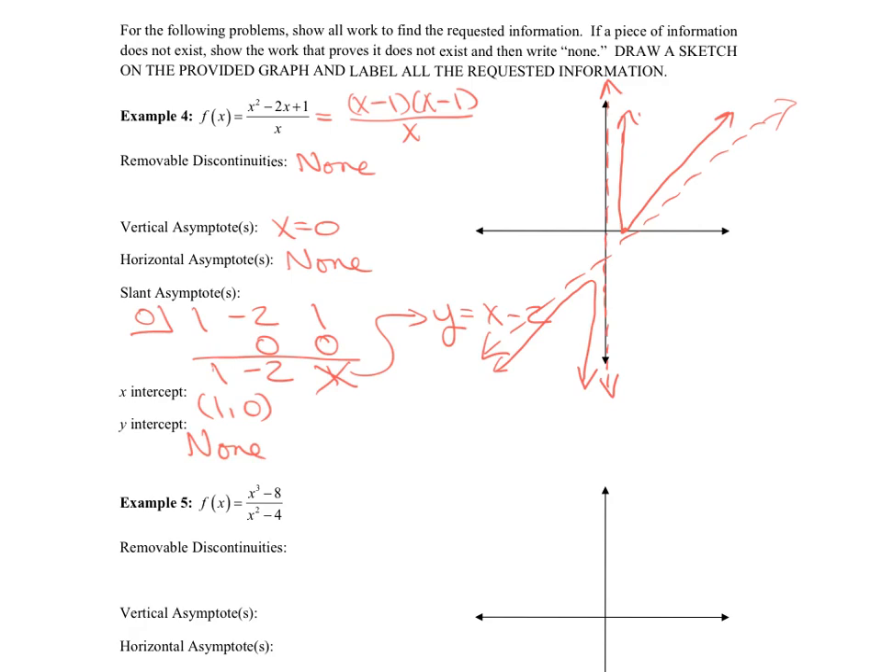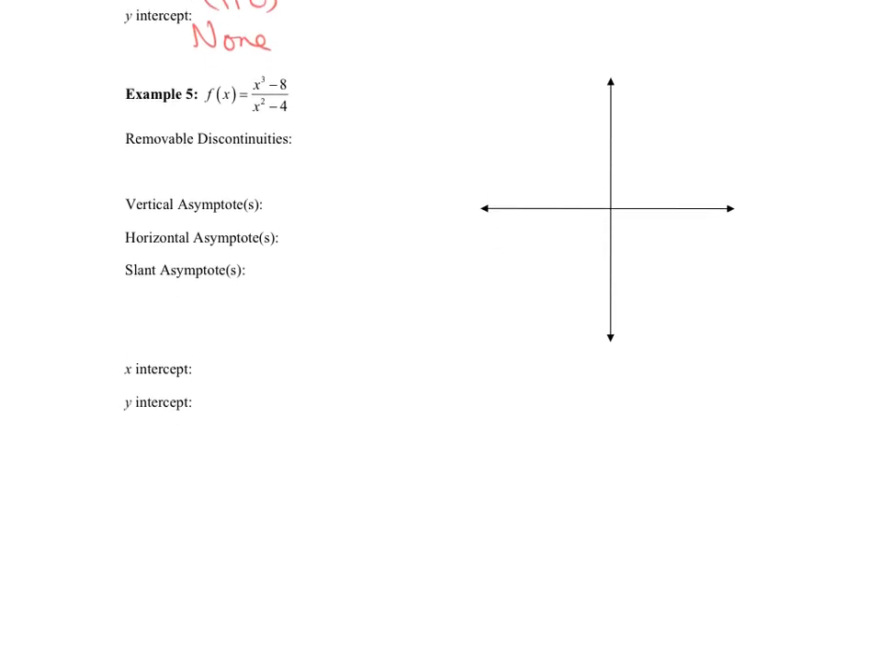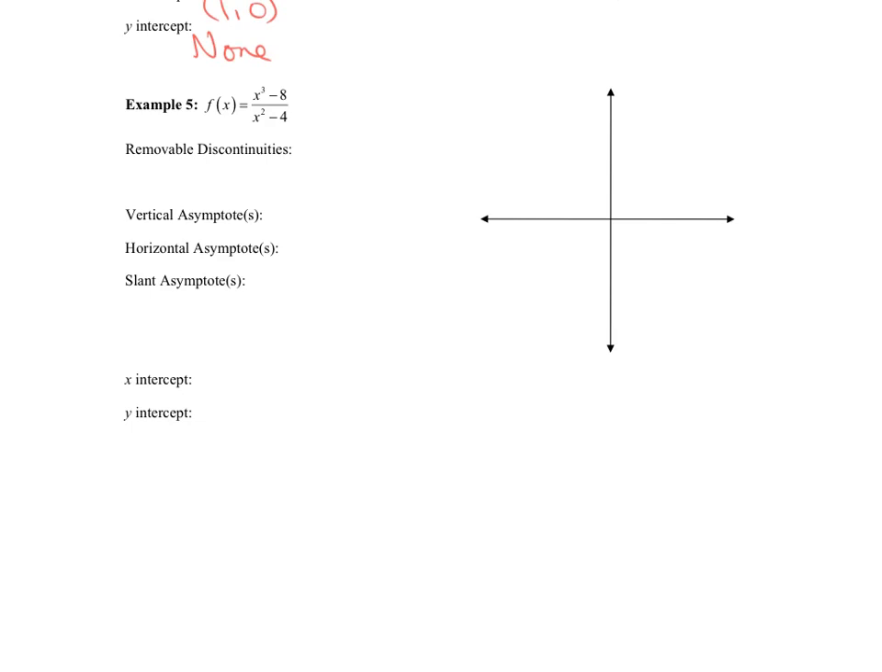Moving on to example 5, we should start by factoring the numerator and the denominator. So the numerator factored is something called the difference of cubes. So that turns into x minus 2 times x squared plus 2x plus 4.